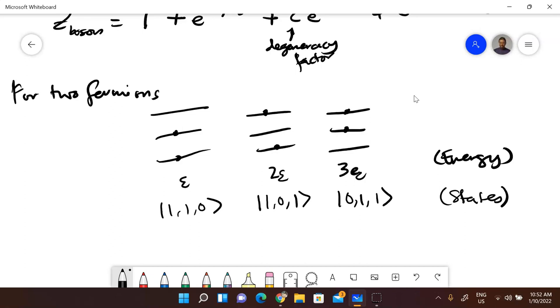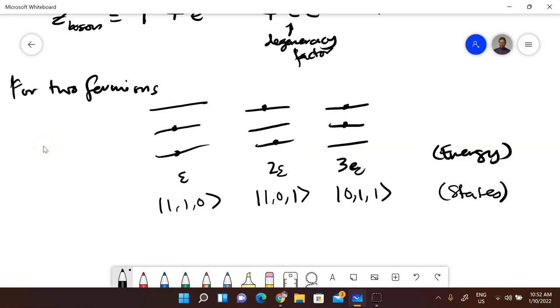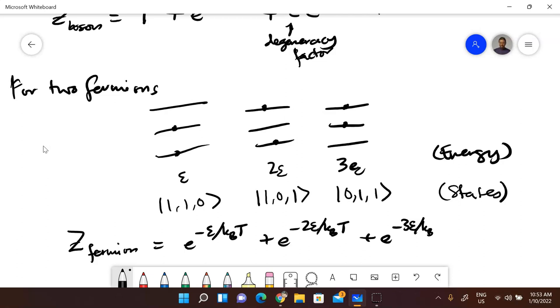And you can see that your partition function now simplifies to only three sum terms, which is e^(-ε/kBT) plus e^(-2ε/kBT) plus e^(-3ε/kBT). Okay, so you can see there's a lot of difference between the boson and fermion cases.